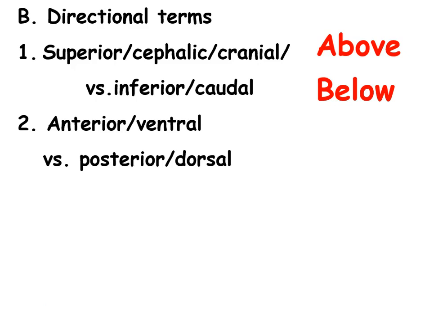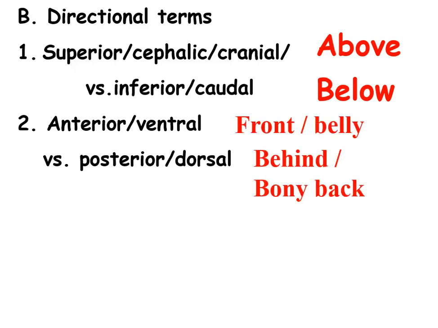Anterior and ventral. In a human standing in anatomical position, anterior and ventral are the same. It's the front, the belly side of the body. Posterior and dorsal are behind. Think of dorsal as the bony back. So ventral, belly, dorsal, bony back.